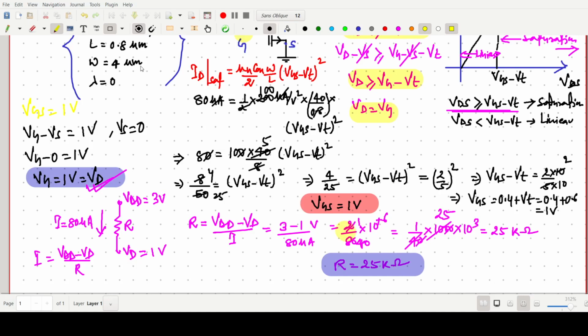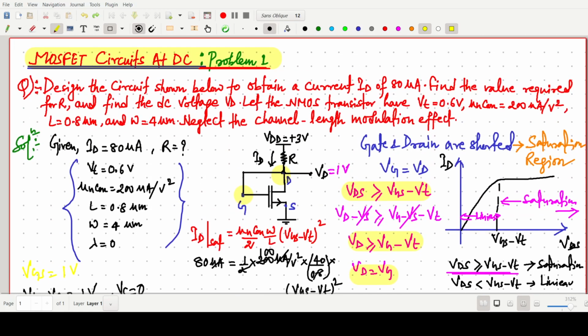So this is all about this simple question. In that way we can solve a numerical, but we have to know the basics, in which region the circuit is operating. So the R value will be 25 kilo ohm, and this ID is already given, 80 microampere is given. So like that you can solve this kind of problem. So I am writing here, the R value for this one is 25 kilo ohm. Okay, VD is our 1 volt, we have already found.